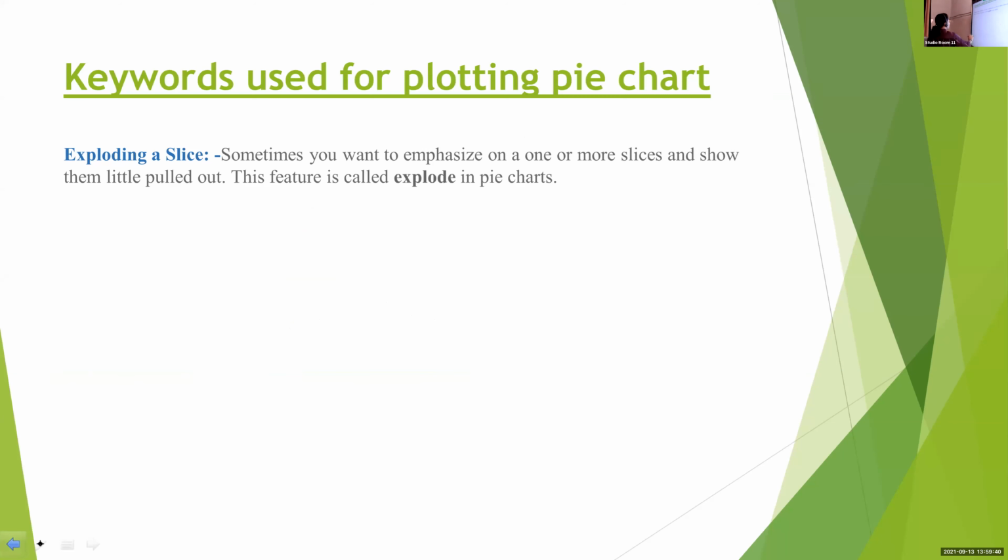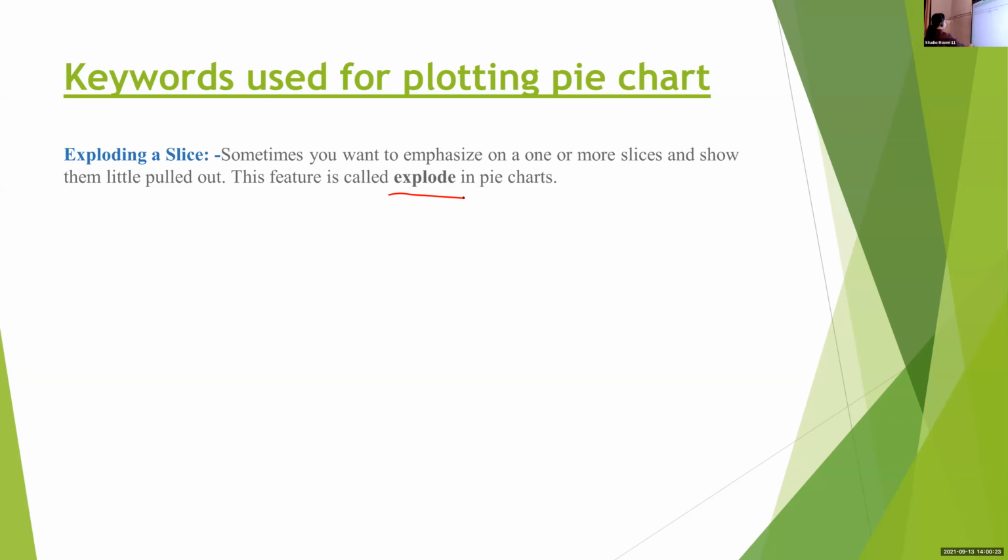If I want to pull out one or more slices from the original circle, the keyword used is explode. That concept is known as exploding a slice. Sometimes you want to emphasize one or more slices and show them pulled out a little. This feature is called explode in a pie chart. The keyword used is explode.